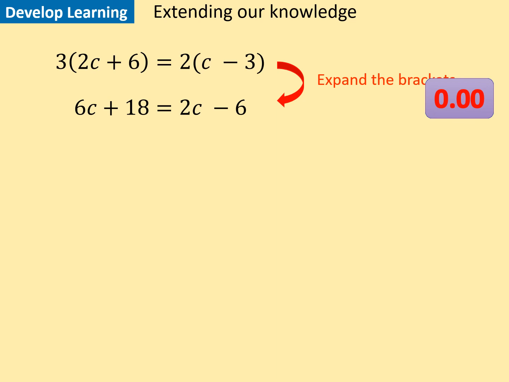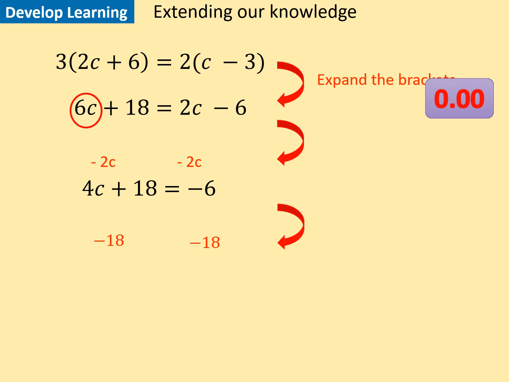We will then look to see where we have the most unknowns, and here we can see they're on the left. So we're going to subtract 2c from both sides. This will leave us 4c plus 18 equals minus 6. The next stage will be to get rid of the plus 18. And the inverse of adding 18 we know is subtracting 18.